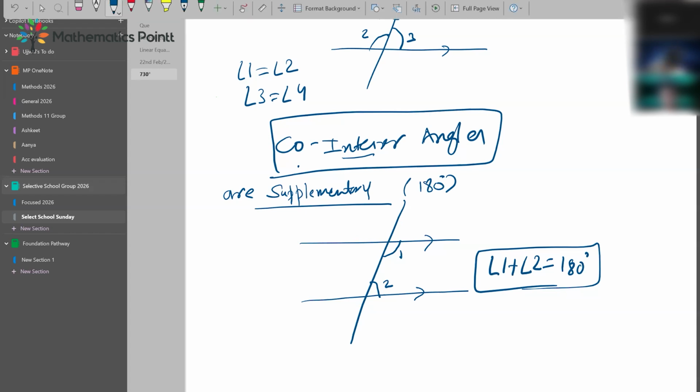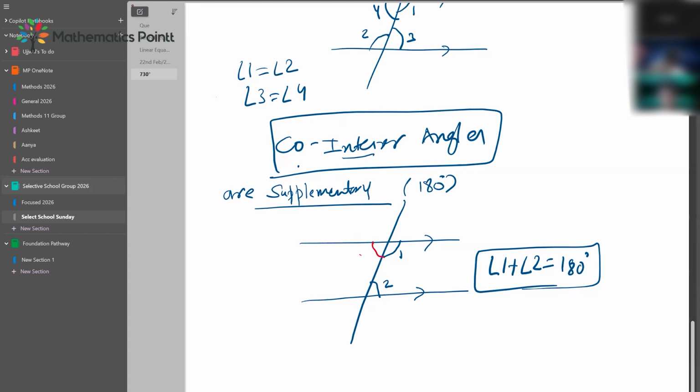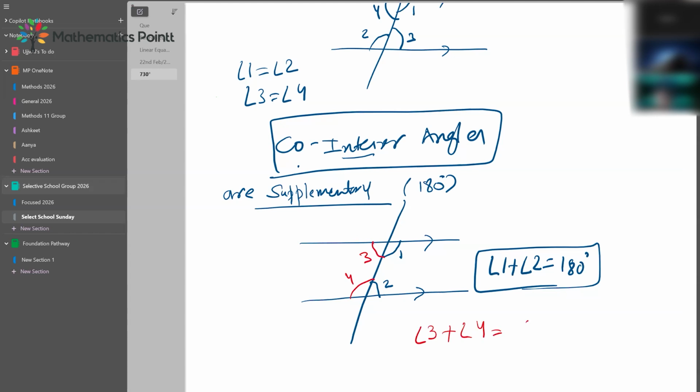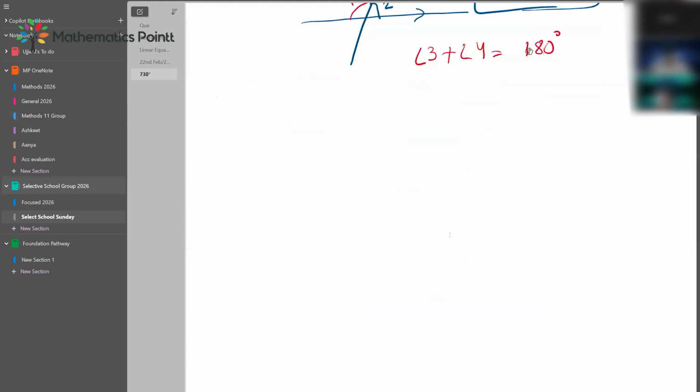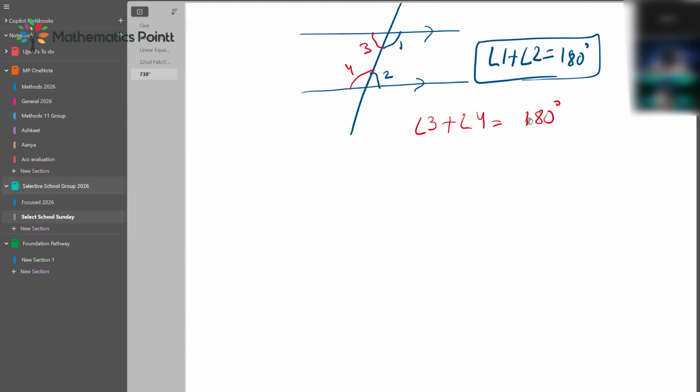Similarly, angle 3 and angle 4 are also combined, their addition would make 180 degrees. Everyone clear so far? All right. Let's try to do a question and see where you land.